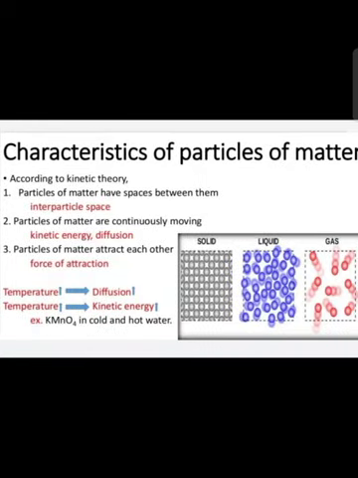According to the kinetic theory, the particles of matter have spaces in between them, and students, we call them interparticle space. Particles of matter continuously move with some energy called kinetic energy, and they show the process of diffusion, that is movement from a region of high concentration to a region of low concentration. Particles of matter attract each other with a force of attraction. With temperature, diffusion increases, and obviously with temperature, the kinetic energy of particles increases.